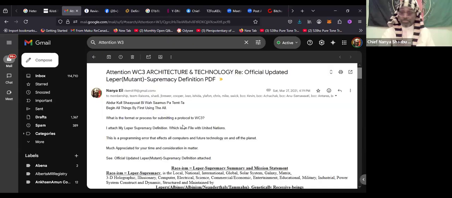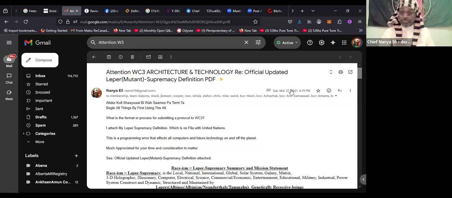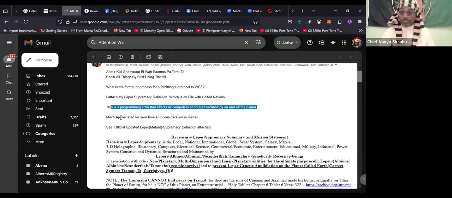So here we go. This is an email I sent them. Wow, 2021 on March 27th at 4:19 p.m. Gregorian date and time. What is the format or process for submitting a protocol to W3C? I attached my leopard supremacy definition, which is on file with the United Nations. This is a programming error that affects all computers and future technology on and off the planet. Much appreciated for your time and consideration.